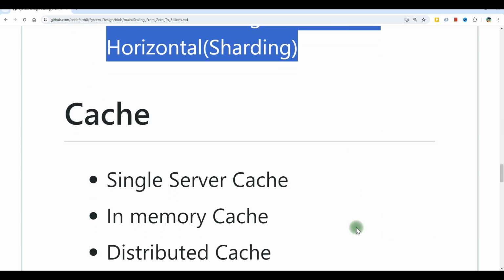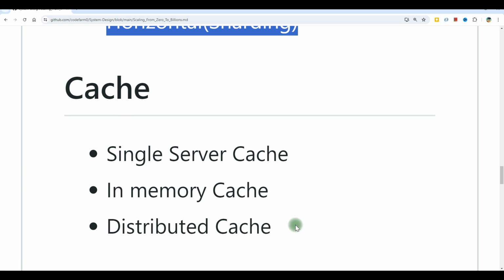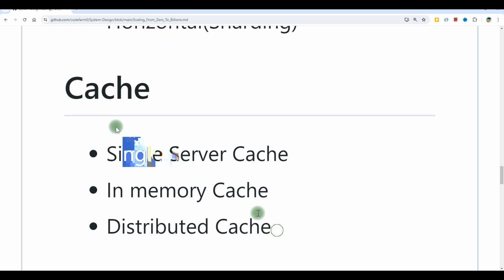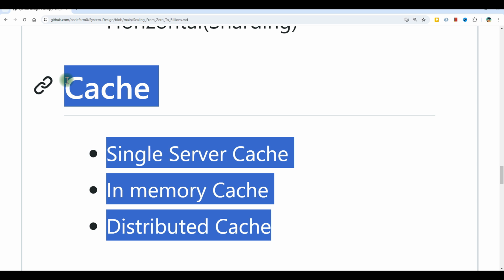Next, we are going to talk about cache. At the end of the day, I want improved performance for my system, right? So how is cache going to play a role in improving the performance of the system? We are going to discuss that in the next video.